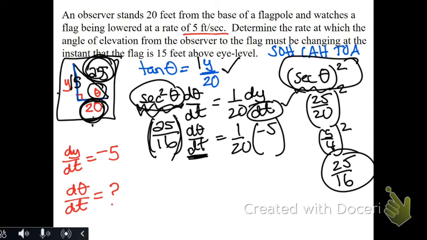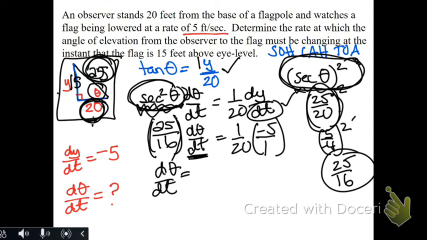Then, if it's secant, think cosine, adjacent over hypotenuse, but flip it. And we really need secant squared. So off to the side, you find your secant, simplify and square it. All right, now getting d theta dt by itself is pretty easy.